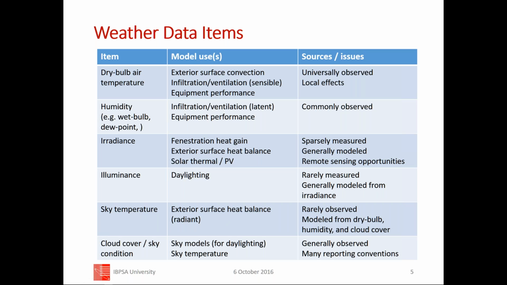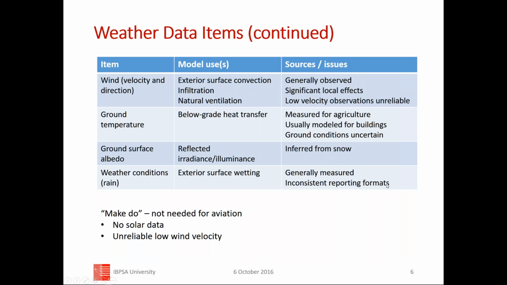Sky temperature is very important for long-wave radiant heat loss off the outside of buildings, and it's rarely observed except in a research context. It's modeled using dry bulb, humidity and cloud cover. Cloud cover is used for sky models for daylighting and also for sky temperature calculation. It's generally observed, but the problem is there are many different reporting conventions, so if you're trying to use it as model input, you have to be very sure that you understand how it's being reported.